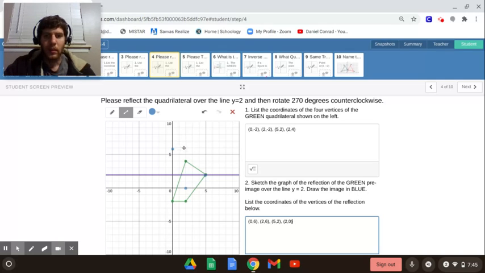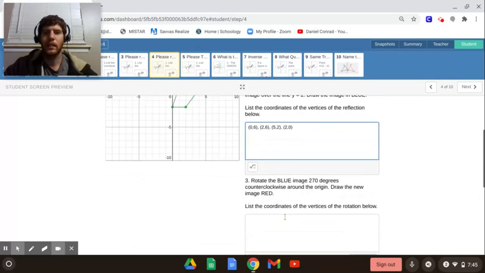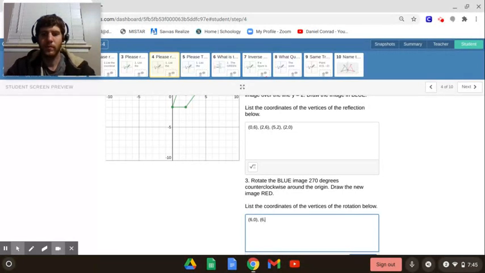Okay, and now we can connect our points here. And there's our reflection over the line y equals 2. Okay, we now want to rotate 270 degrees. So this is just like 90 degrees. We're going to use our two-step process. The first thing we're doing is switch the coordinates. So let's switch all of our coordinates. 0, 6, we're going to put 6, 0. Okay, 2, 6, we're going to put 6, 2. Okay, 5, 2, we're going to put 2, 5. And then 2, 0, we're going to put 0, 2.